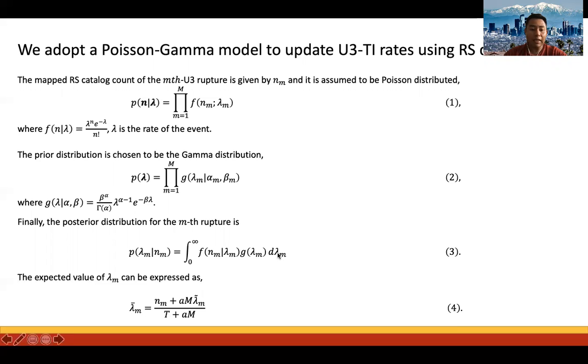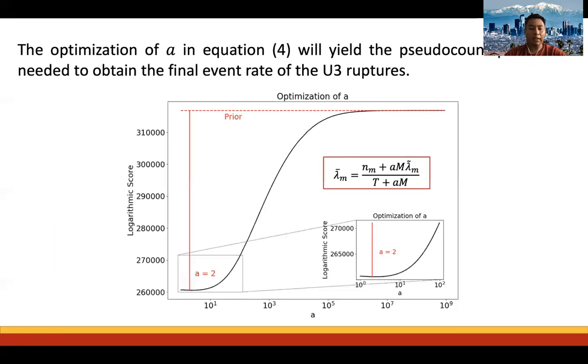What is remaining is the value of A, which is called the pseudo count. This equation leads us to ask the question, what is the optimal value of this parameter? And we do that in the next slide.